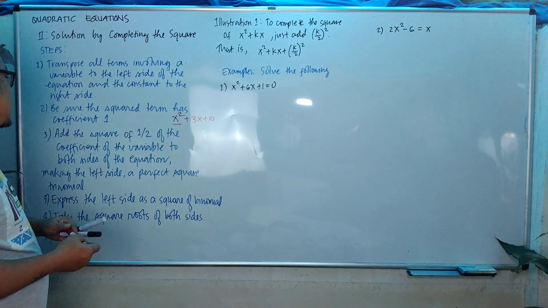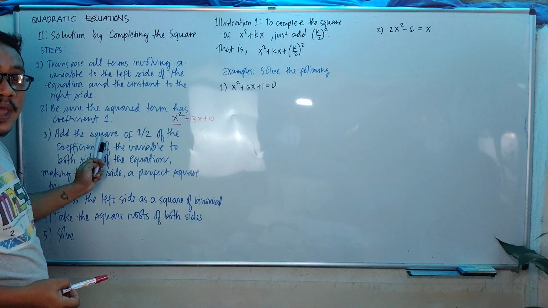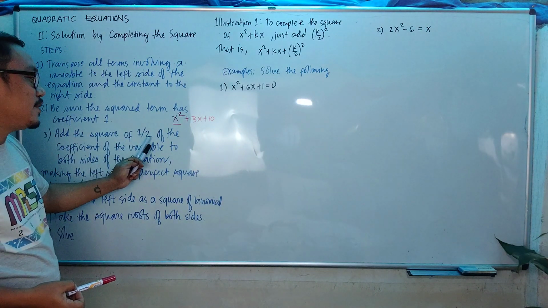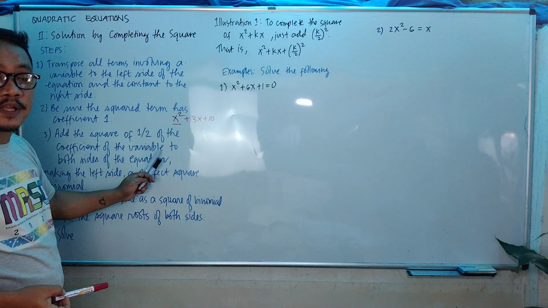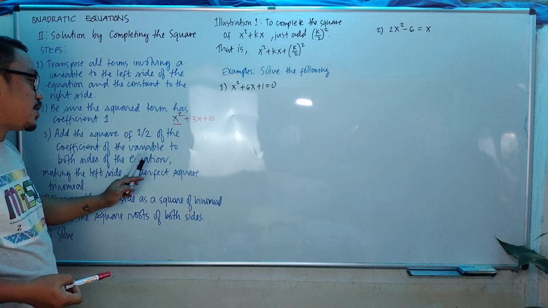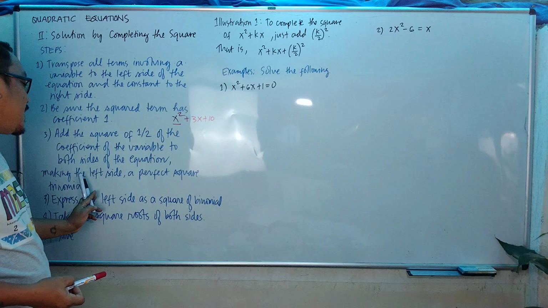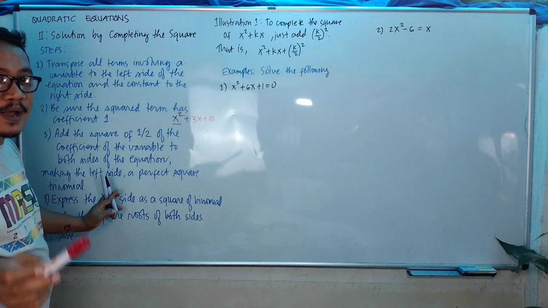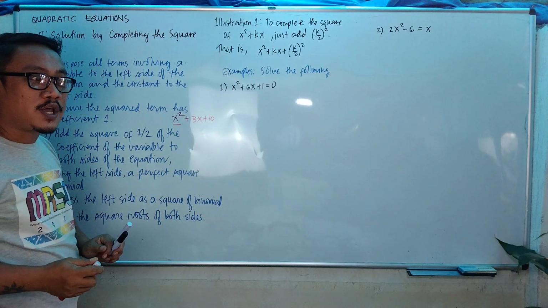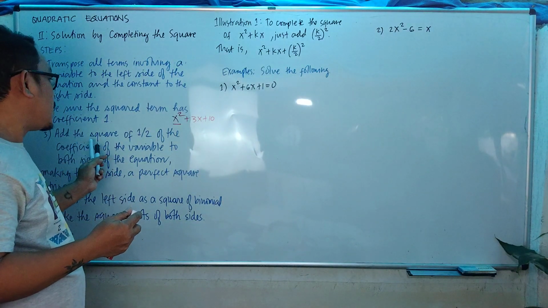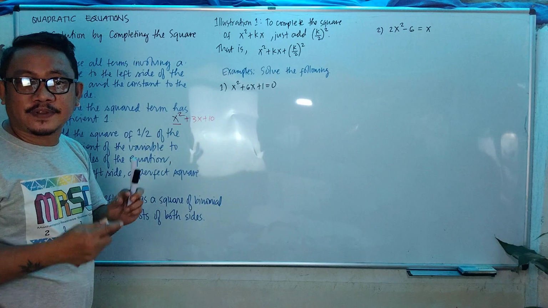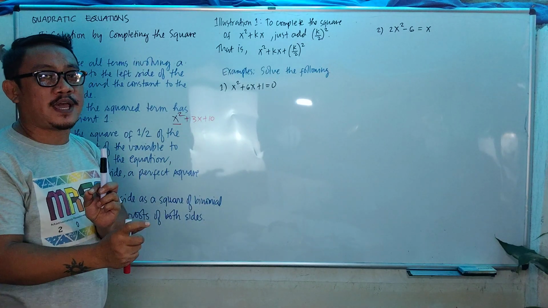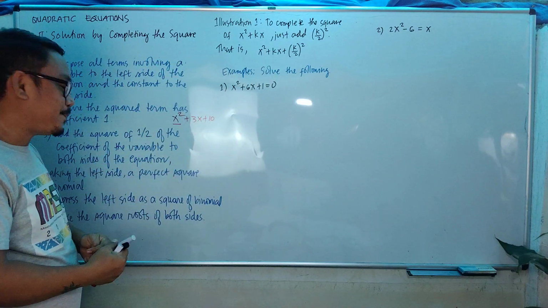Step 3. Add the square of 1/2 of the coefficient of the variable involved to both sides of the equation, making the left side a perfect square trinomial. So we add the square of 1/2 of the coefficient of the variable in the middle term to both sides of the equation.